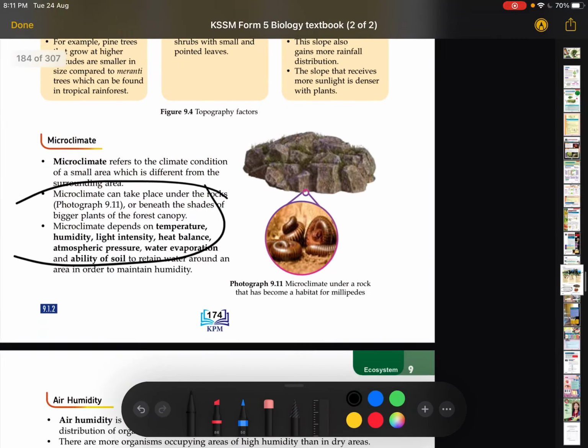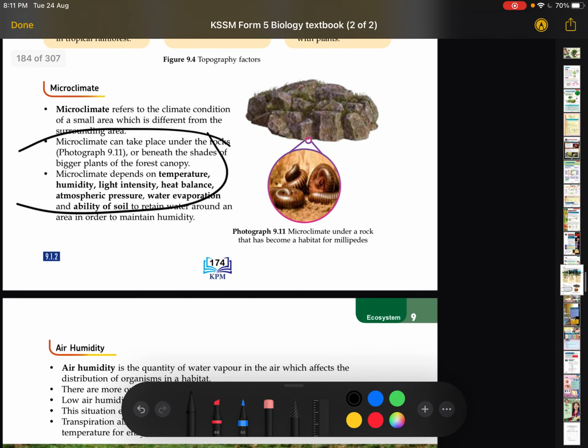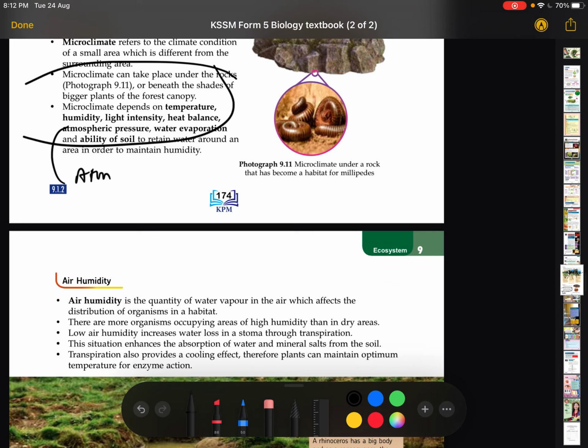So like in the canopy where the big trees block the small plants, they have their own climate. At the top of the canopy, it'll be quite hot, it'll be less humid, and you will have low ATM. But in the lower parts, it'll be very humid. It won't be that hot, and there'll be more ATM. ATM means atmospheric pressure, by the way. If I remember correctly, lah.